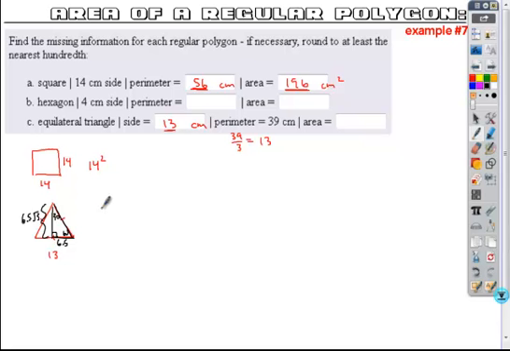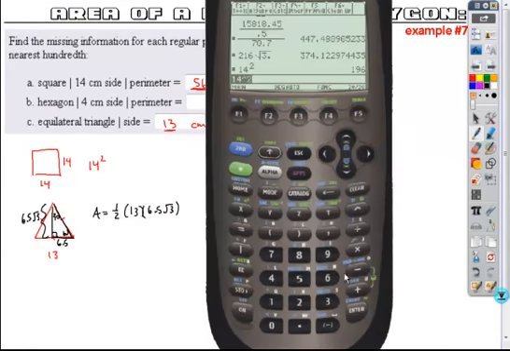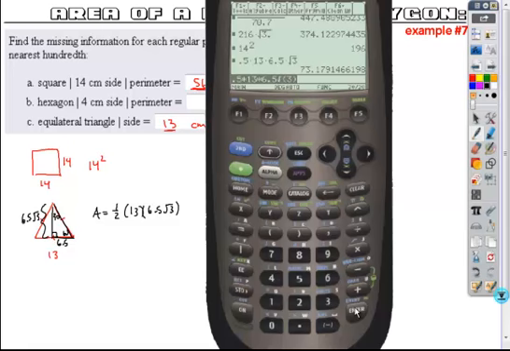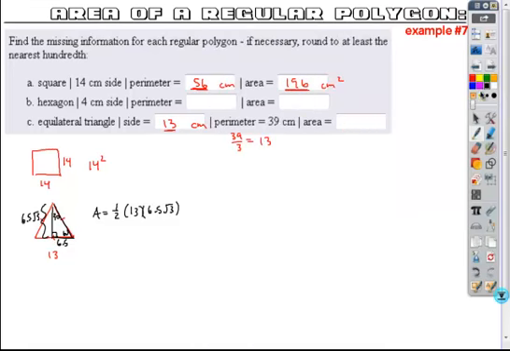And so when I set up my area formula for this triangle, 1/2 of 13 times 6.5 root 3, and if I calculate that, I have a decimal already in my entry, so it'll display as a decimal. I get approximately 73.18. Again, that was what I would enter. It is a two-dimensional measurement because it's area.